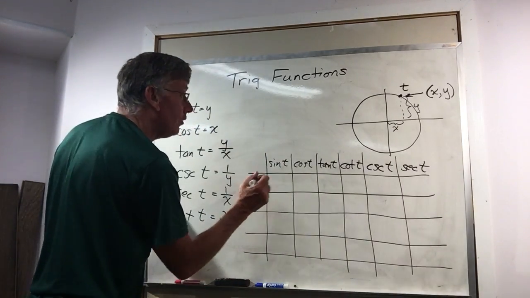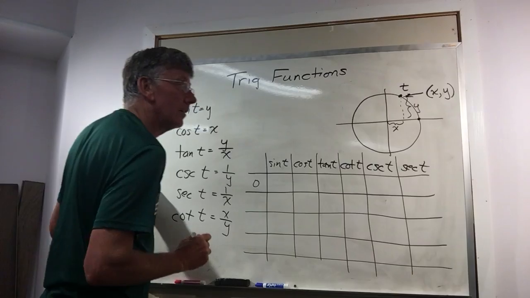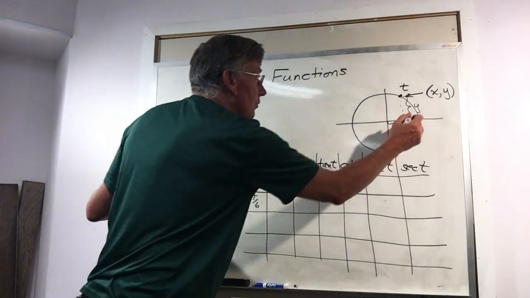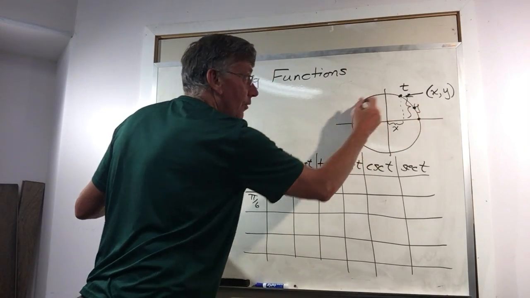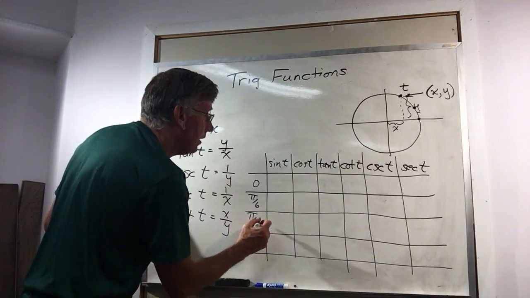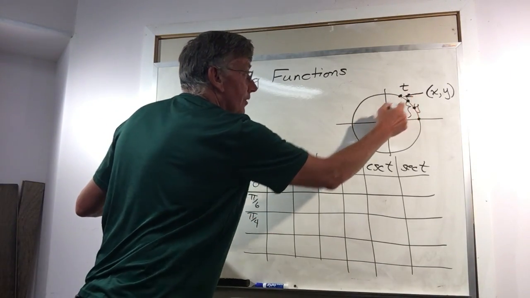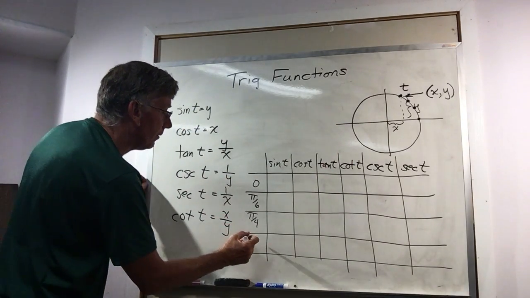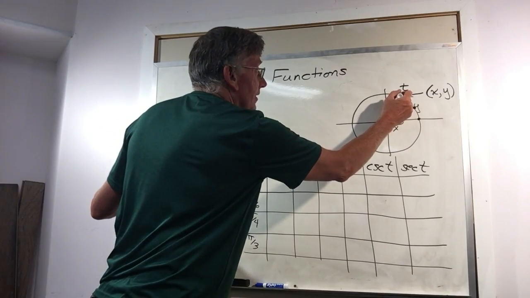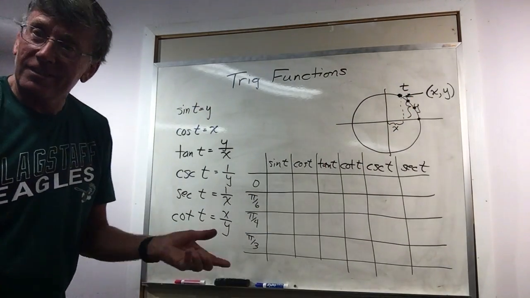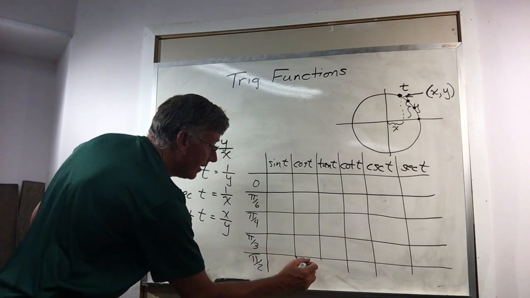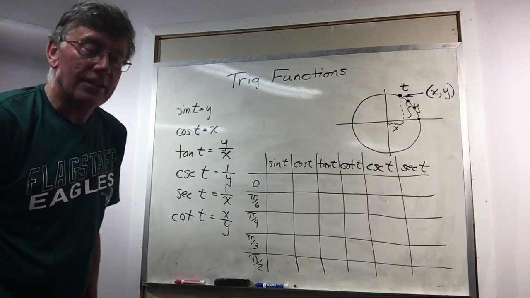I'm going to do it for 0, which is when t is right there. I'm going to do it for pi over 6, which is when t is right there, 1/6 of the way to the half circle. I'm going to do pi over 4, which is right there at the midpoint of that arc. I'm going to do pi over 3, which is right kind of where t is right now, but that's going to be the 60-degree mark. And then I'm going to do pi over 2, which you should recognize by now as being 90 degrees.